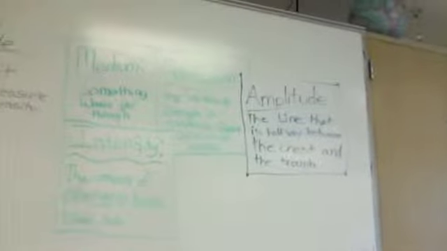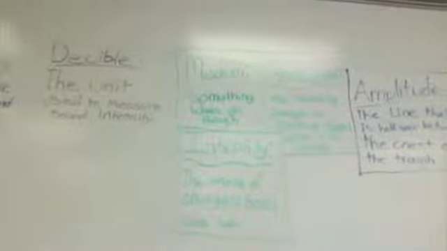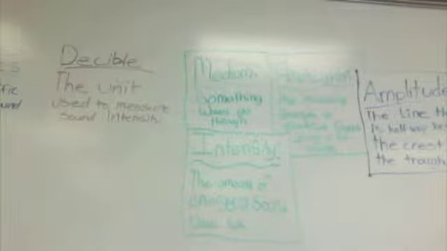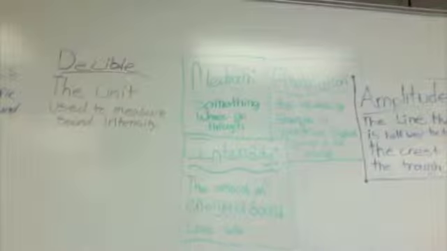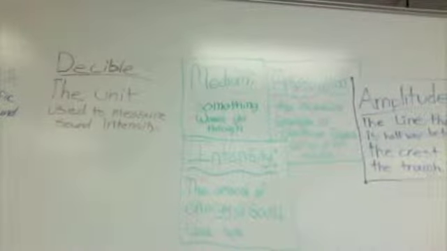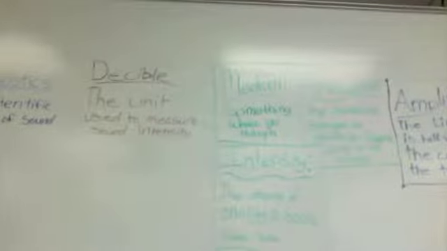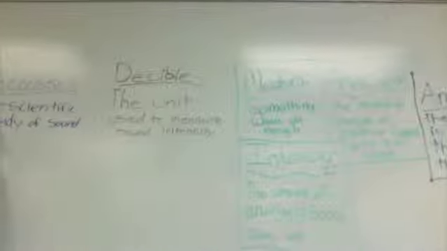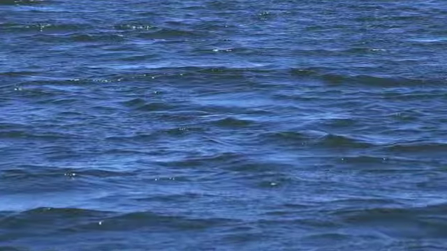distance between a line that goes through the middle of a wave. Intensity is the amount of energy a sound wave has. Decibels are the unit used to measure sound and intensity. Amplification is the increased strength of an electrical signal. Acoustics is the scientific study of sound. Mediums are things that sound waves go through. Some examples are dirt and water.